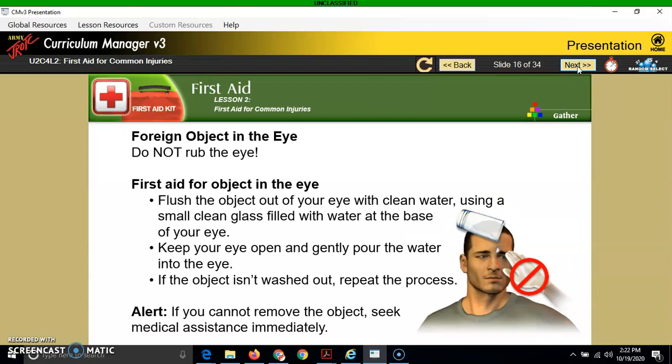Okay, a foreign object in the eye. This is a pretty common one. Your natural instinct is often to rub your eye once you get something in there. Do not do that. Resist the temptation to rub your eye.